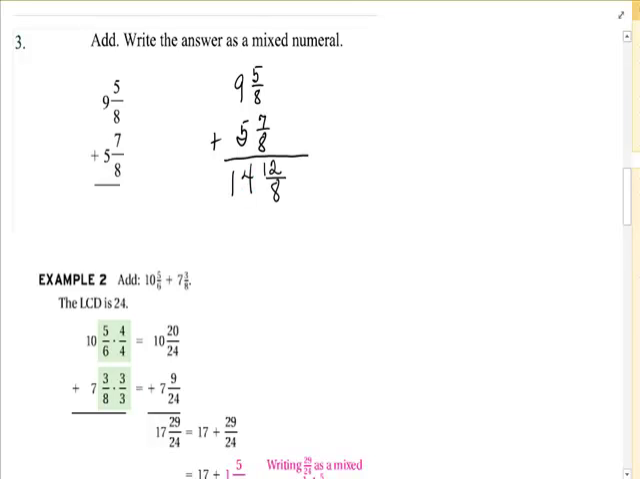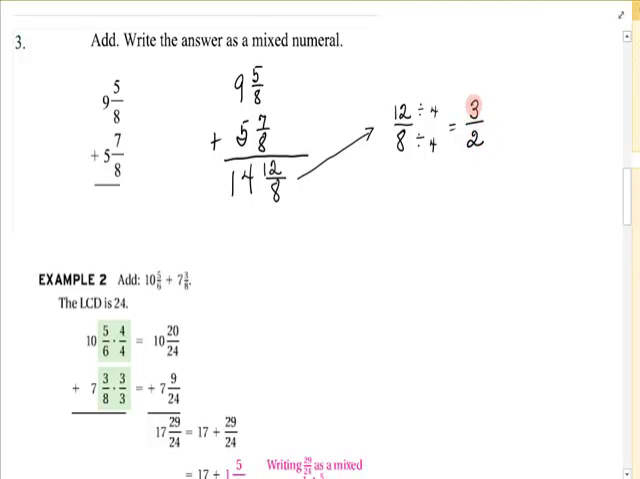Now I've got to do a couple of things here. I'm going to take the fraction 12/8. I notice two things about it. I notice it's improper. It's bigger on top than bottom. And I notice that it can be reduced. You can handle that in any order you want. If I take care of the reducing first, 4 is a common factor to the top and to the bottom, and I will get 3/2.